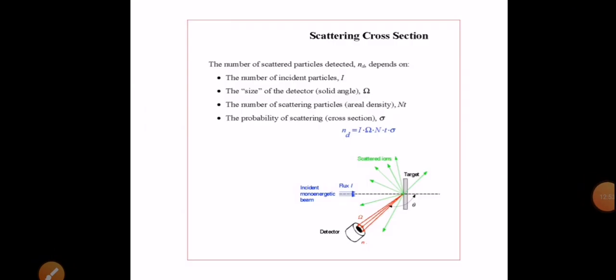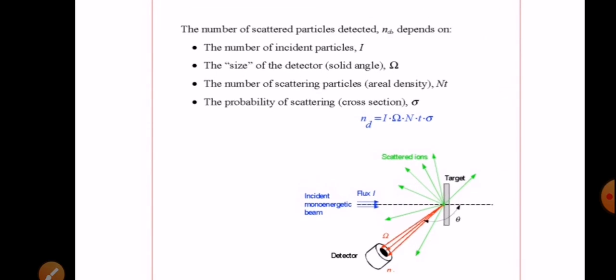Now, scattering cross section. So we have learned about the basic mathematical aspect for quantitative analysis in the earlier sections. When a scattering process takes place, we need to know the scattering cross section. We need to find the number of particles of a particular element contained in a particular sample, and we have derived an equation for it. The number of scattered particles detected, if it is ND, depends on many factors.